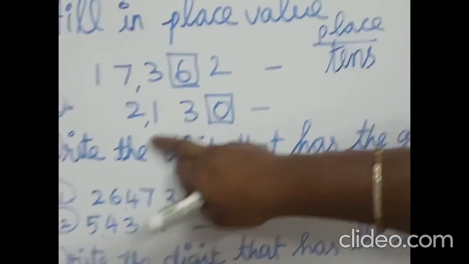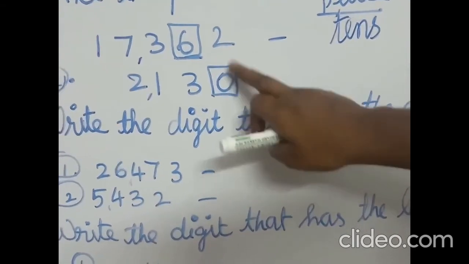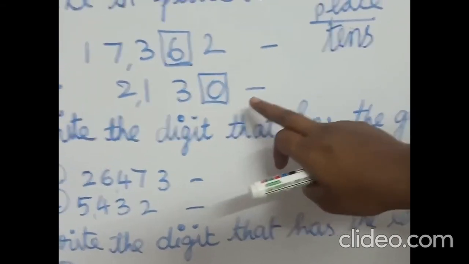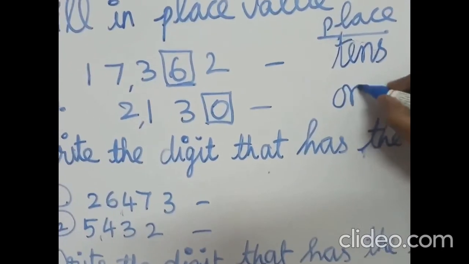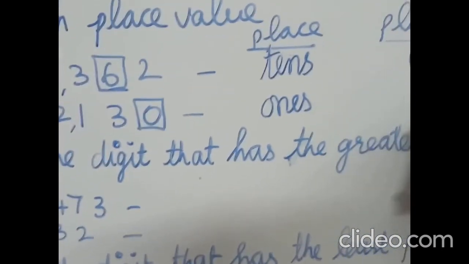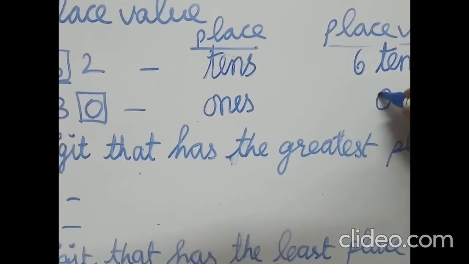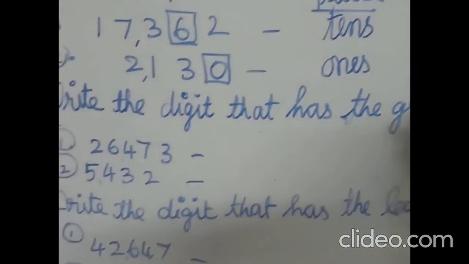Coming to the second one, 2,130. So, 0 was circled here. 0 in the place of ones. And we know that 0 has no place value. We have to write only 0.